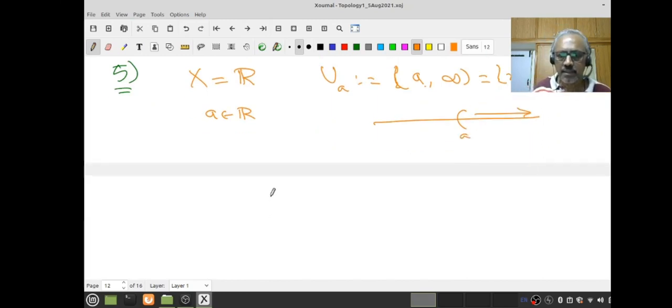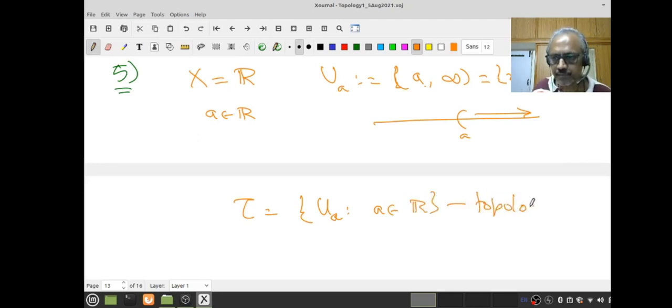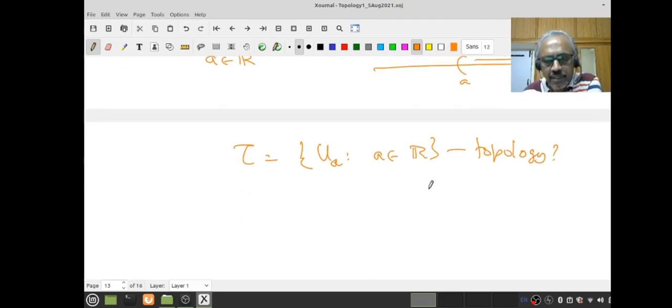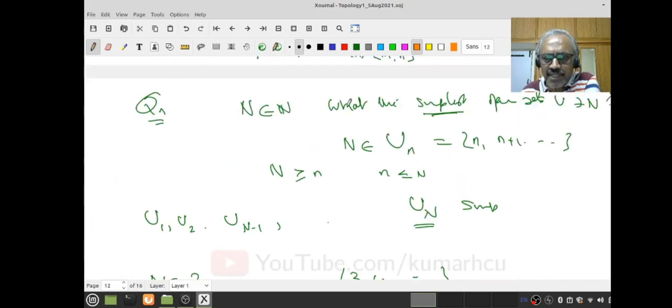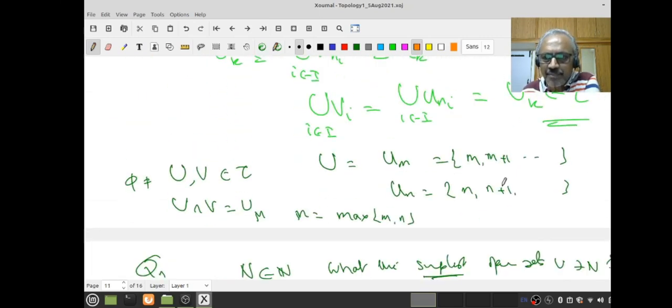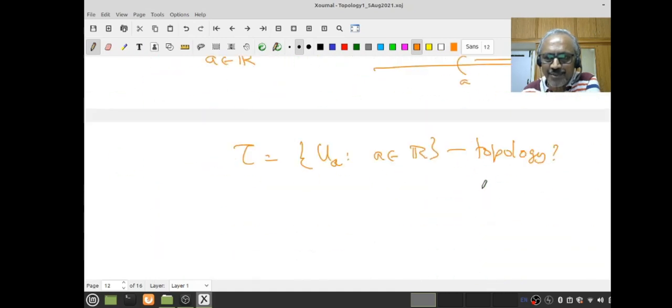Now let's look at tau. This is the collection of U_a. I want to know that this is a topology. Before you watch the next video, please think about it. This is similar to the earlier one, but there we used the well-ordering principle to arrive at something. Here we have to do something else. That's fun, try. If you have watched my real analysis lectures, you will find it a very trivial question. Try it.